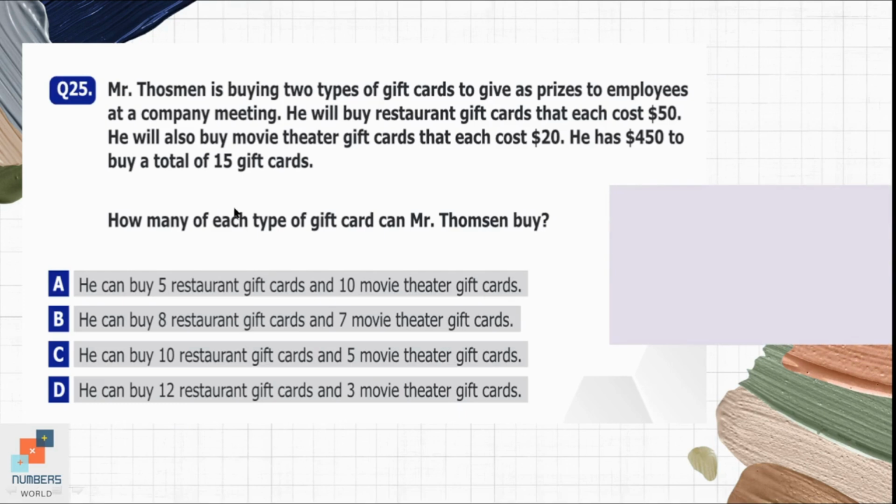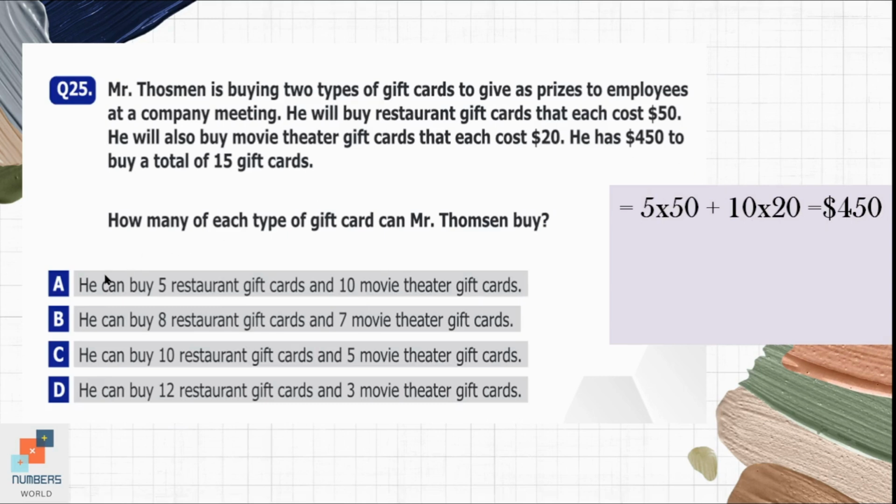So option A is he can buy 5 restaurant gift cards and 10 movie theater gift cards. Each restaurant gift card is of $50. So 5 50s are 250. And each movie theater gift card is of $20. So 10 20s are 200. So 200 plus 250 is equal to $450, which is in his budget.